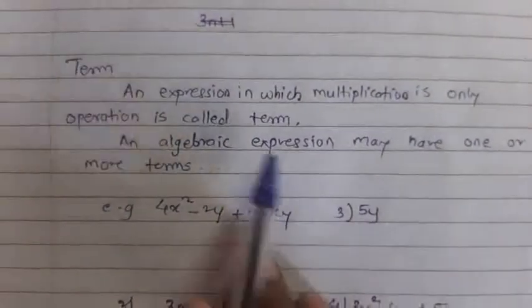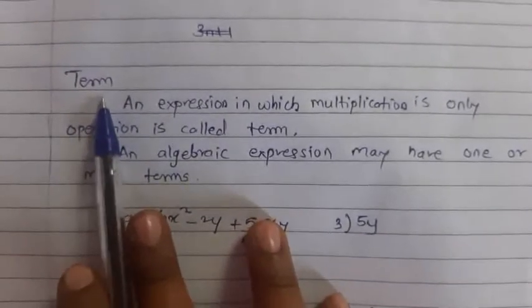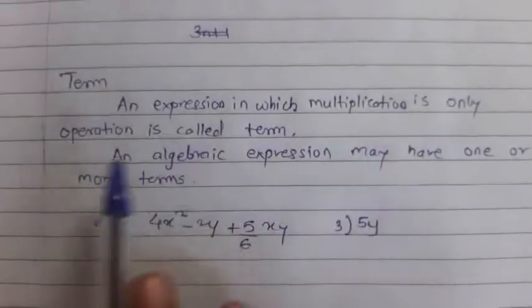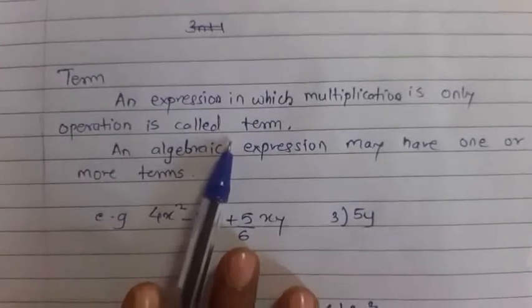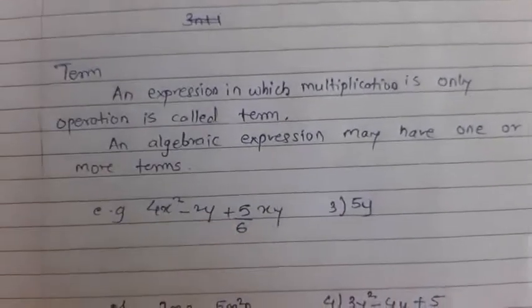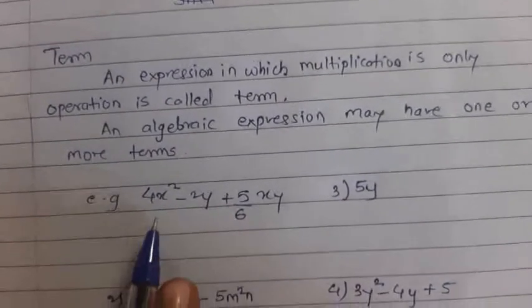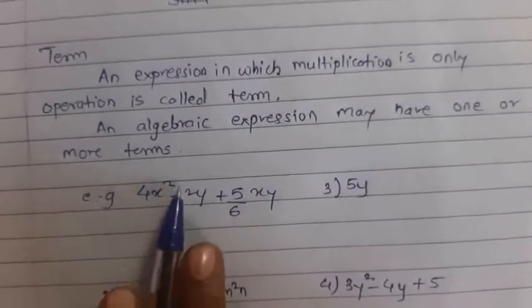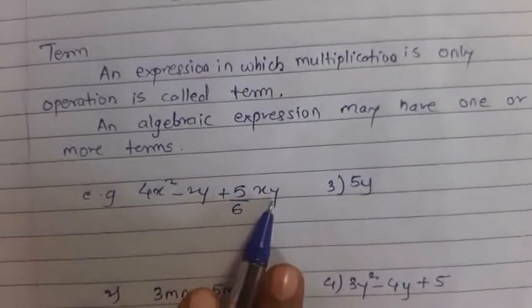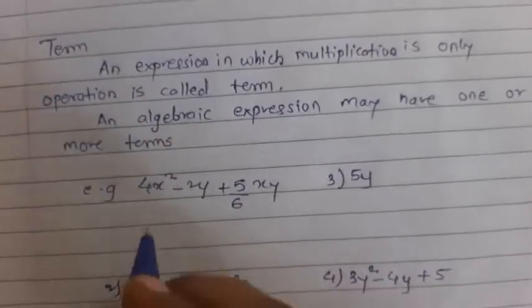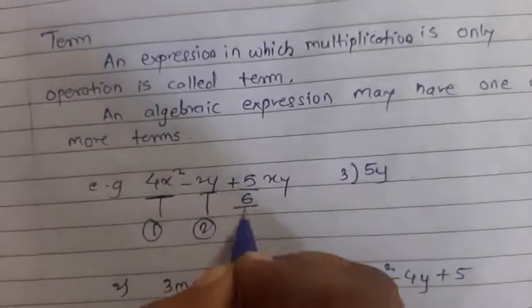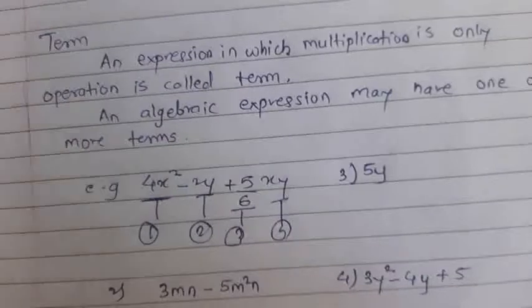Next important thing about algebraic expressions is the term. What is the meaning of term? An expression in which multiplication is the only operation is called a term. An algebraic expression may have one or more terms. For example, consider this algebraic expression 4x square minus 2y plus 5 by 6 xy. In this there are 4 terms. See, this is the first term, this is the second term, this is the third term and this is the fourth term.